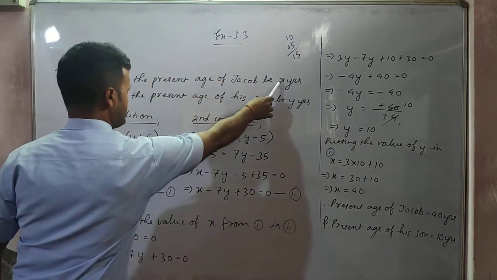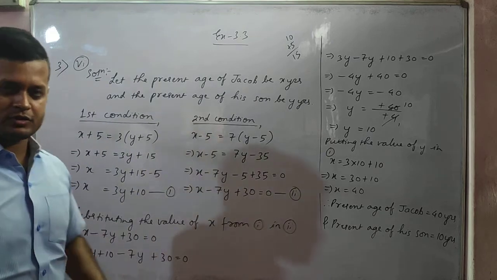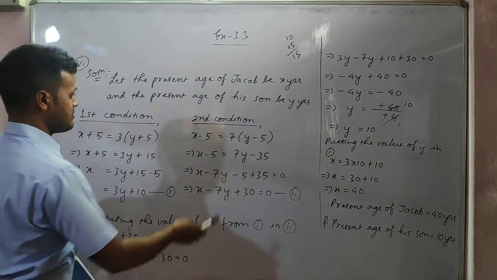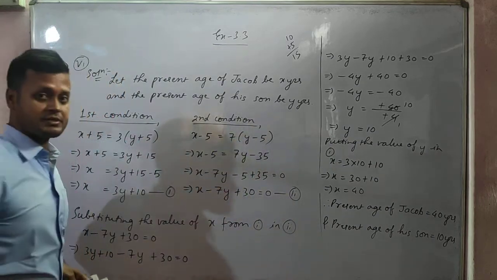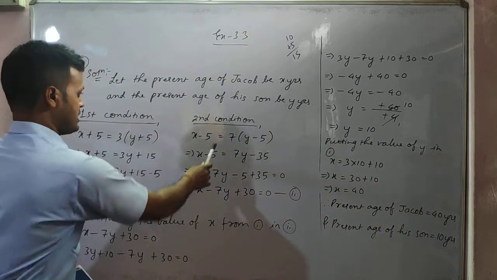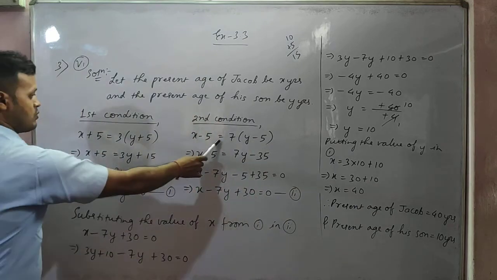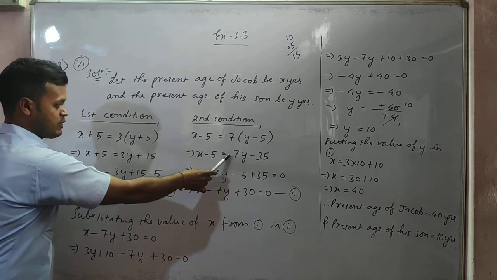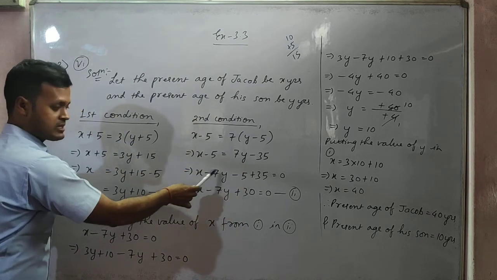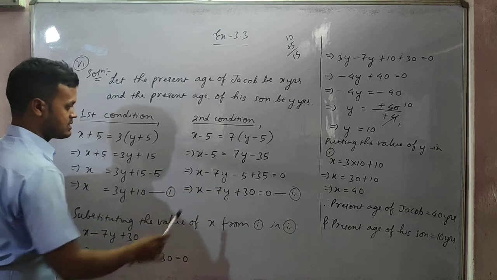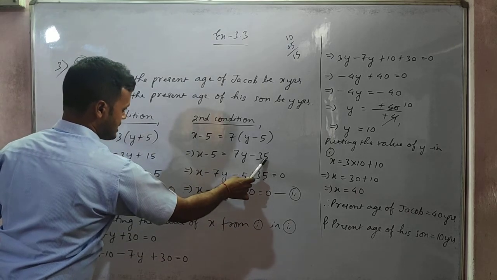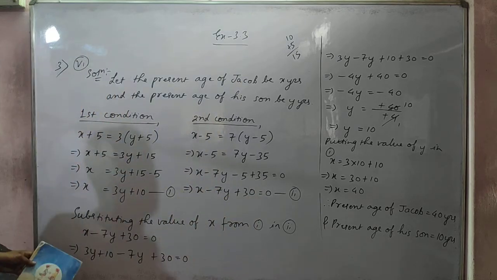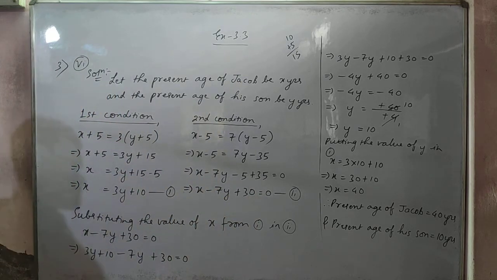So Jacob's age 5 years ago is x minus 5, and the question says that 5 years ago Jacob's age was 7 times his son's. So 7 into his son's age 5 years ago, which is y minus 5. So 7 into y minus 5. 7 into y is 7y, minus 7 fives is 35. 7y I bring to the left hand side, it becomes minus 7y. Minus 5 is there. Minus 35, brought to the left hand side, becomes plus 35. 35 minus 5 is 30.